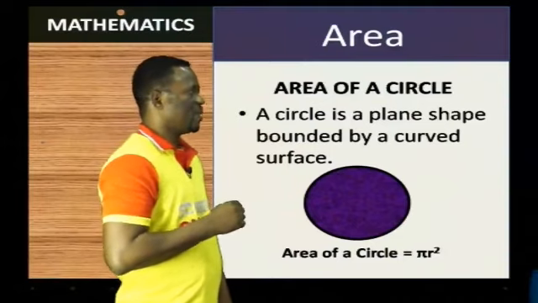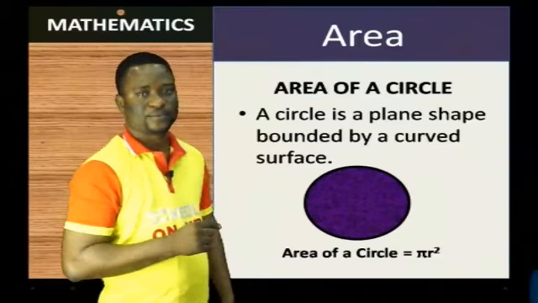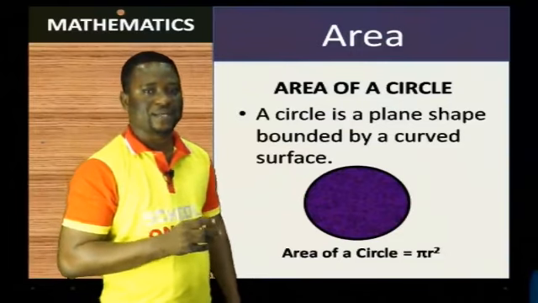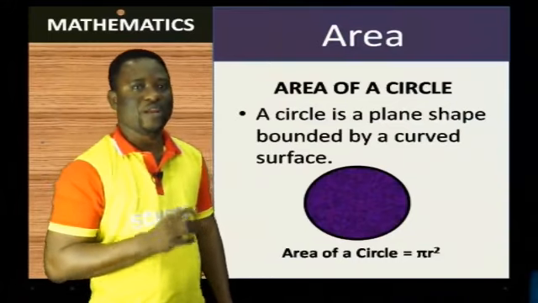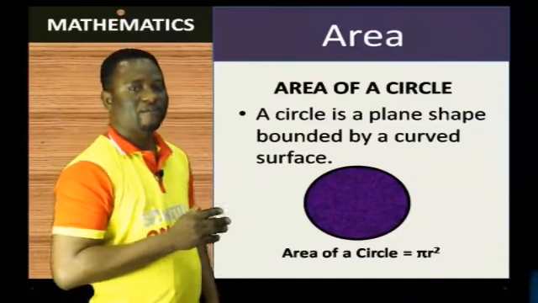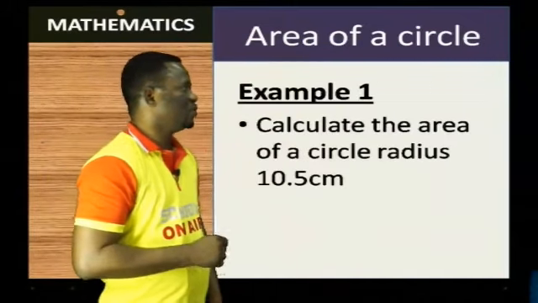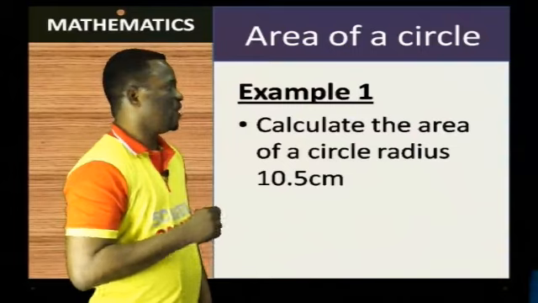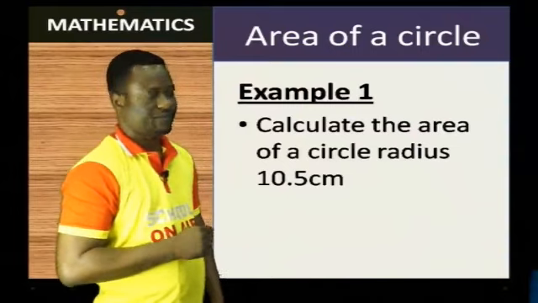Then, the area of a circle is given by the formula pi r squared. The pi is a constant and it has a value 22/7, while the radius is determined by the value given in the question. Now let's go to an example to illustrate the calculation of the area of a circle.